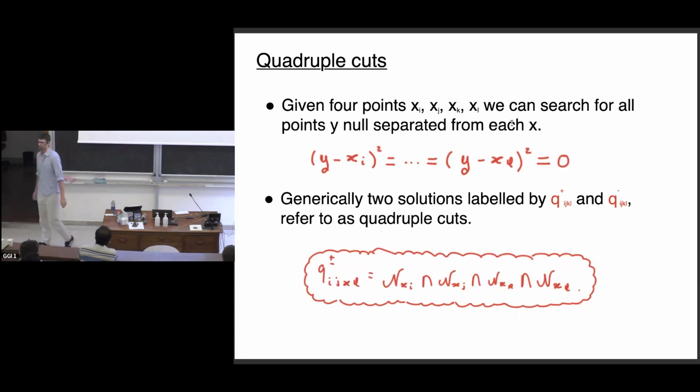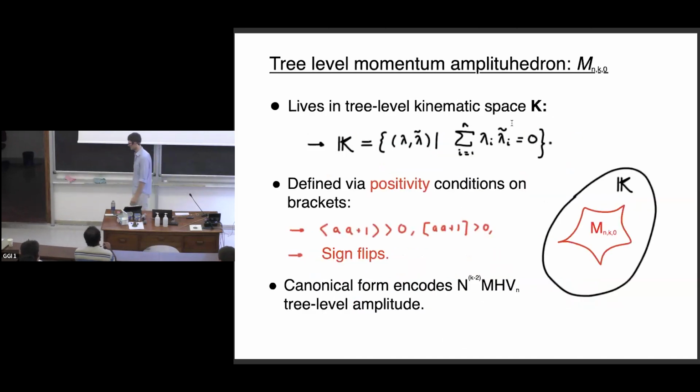The second key fact I wanted to say is the notion of quadruple cuts. If you hand me four points in dual momentum space, xi, xj, xk, and xl, and you ask for all other points which are null separated from all of xi, xj, xk, and xl, this problem will have two solutions, plus and minus ijkl. We refer to them as quadruple cuts. These things will be playing an important role to come.